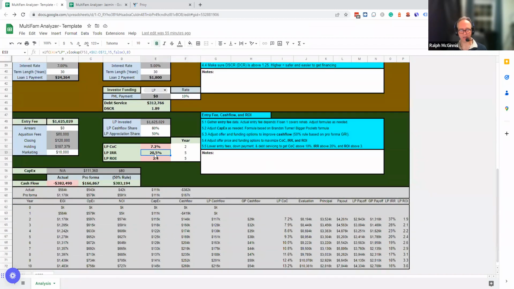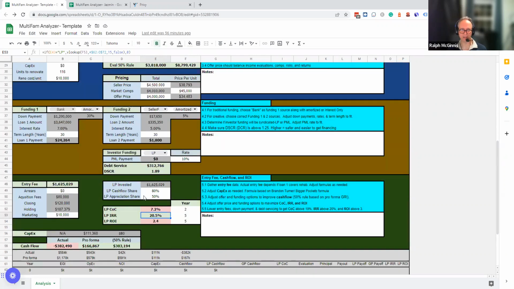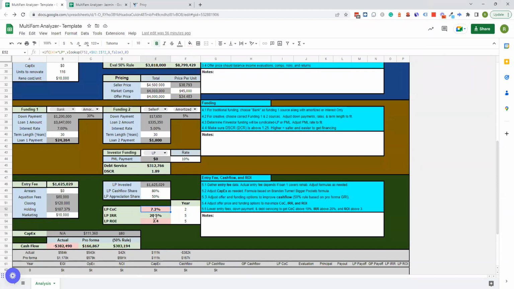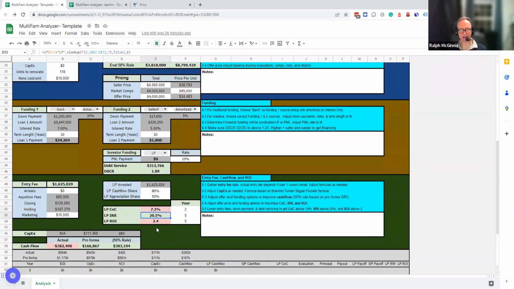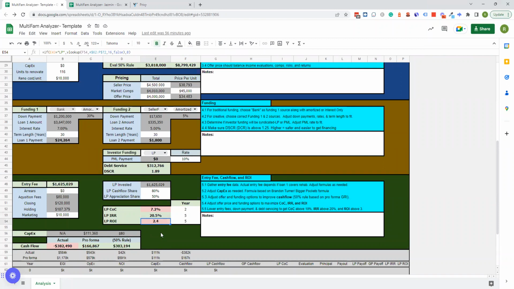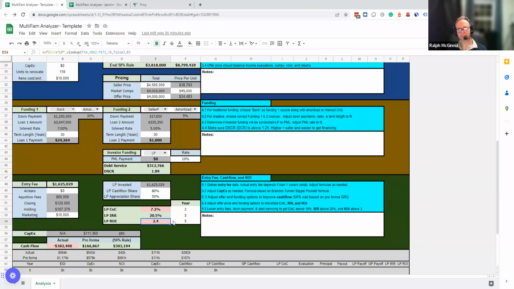This is showing a 20% IRR, so this is really an appreciation play. So basically when they sell it or they refi it and they get their money back out, then they're making annualized 20% a year with this sort of investment. So it's not a high cash flow property. It is a high appreciation property. And they end up with a 2.4% return after 5 years. Does that make sense? Yeah.